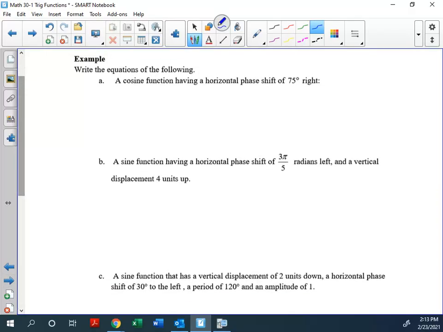For example, let's write some equations. Write the equation of a cosine function that has a horizontal phase shift 75 degrees to the right. There is no trick. There is nothing tricky about this at all. It's a cosine function, so make sure you've got cos. If it's 75 degrees to the right, I subtract 75 degrees from the x within the brackets, and if you don't put the degrees sign, you've written it in radians and it's wrong.